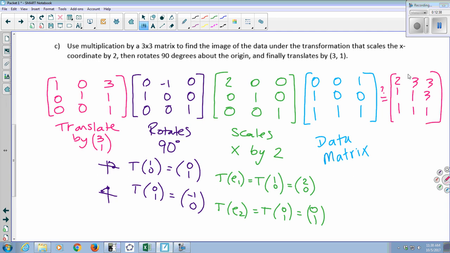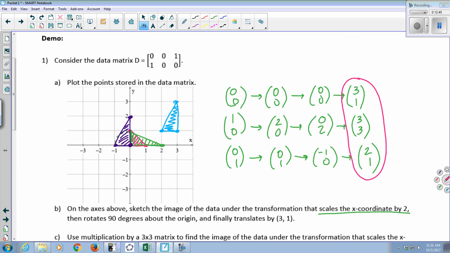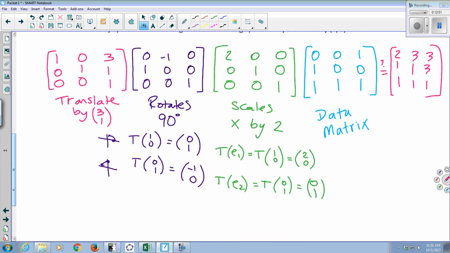And those are the points where I landed when I did it visually. 2, 1, 3, 1, and 3, 3. Right? Yeah, and the 1, 1, 1s at the bottom are just a placeholder. We need them to make this linear algebra multiplication work.